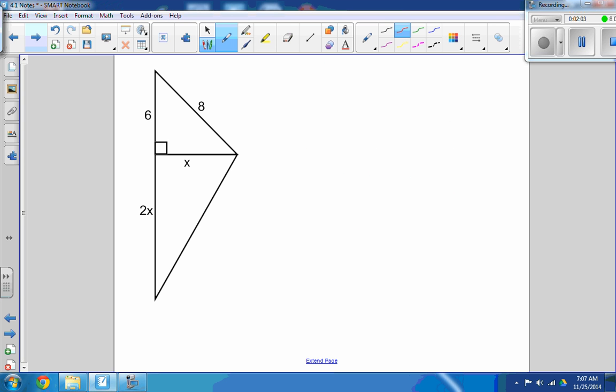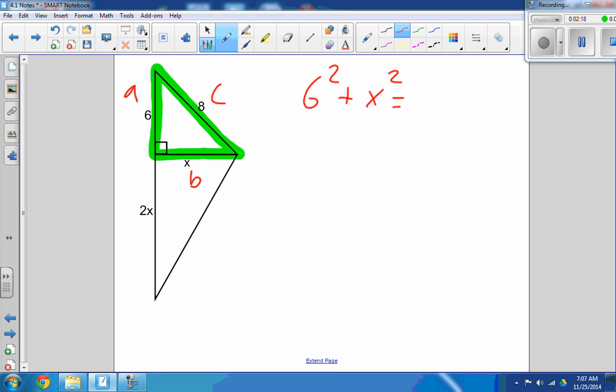All right, so let's try and solve this one. It's a little bit more complicated. So we're going to solve for this triangle initially. Now you'll notice here's A, here's B, here's C. So it's a little bit different. 6 squared plus x squared equals c squared. So 36 plus x squared equals 64. So x squared equals 28. Subtract 36. So x is the square root of 28.